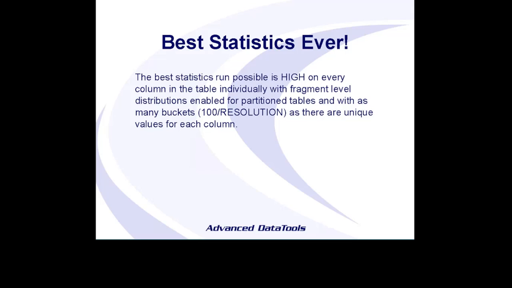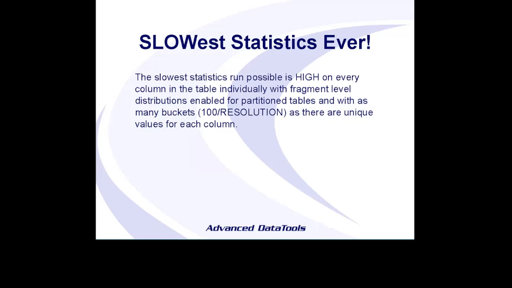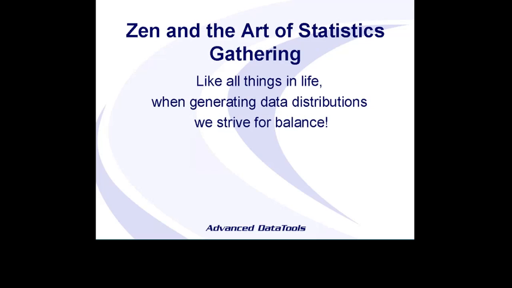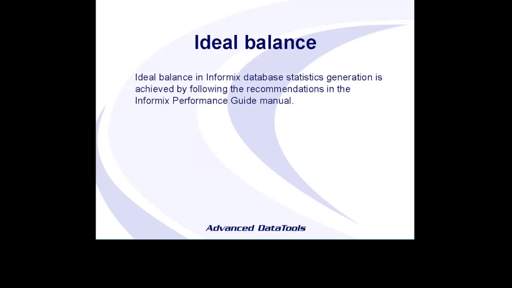What we want to do is find a happy medium, a zen, for update statistics. Like everything else we do as DBAs, like most things in life, we want to strive for a balance. So how do we get a balance? The ideal balance is found in the Informix Performance Guide. In the section about update statistics, there is a chart, a table, or an outline that lists the things you need to do to get a usable level of stats with a minimal amount of work. And that's what we're going to go over now.